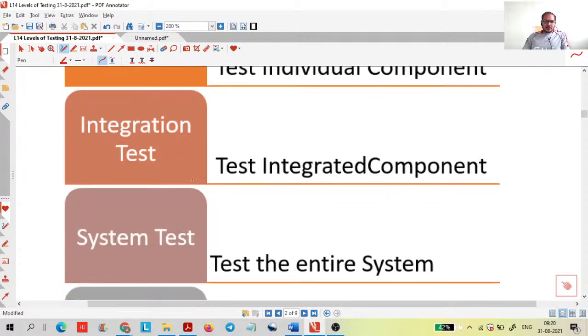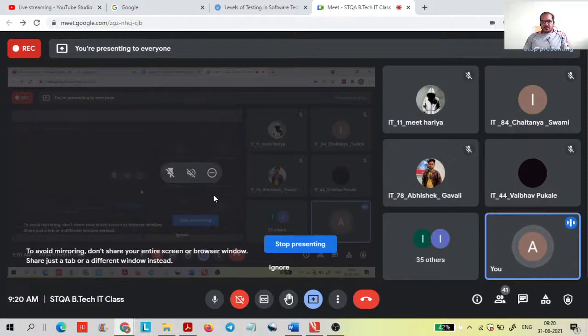Okay, so these are the different levels. So let me know, what are the other types of testing along with unit testing, integration testing, system testing, acceptance testing? Anyone? Along with these, performance testing, load testing, volume testing. That is non-functional testing.